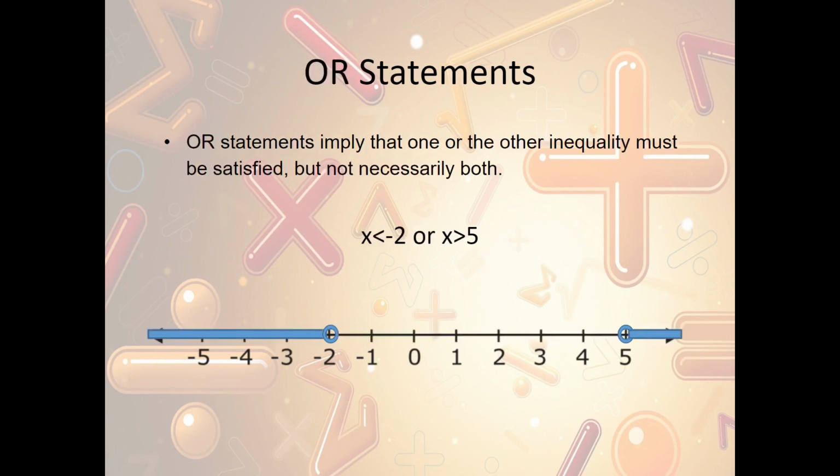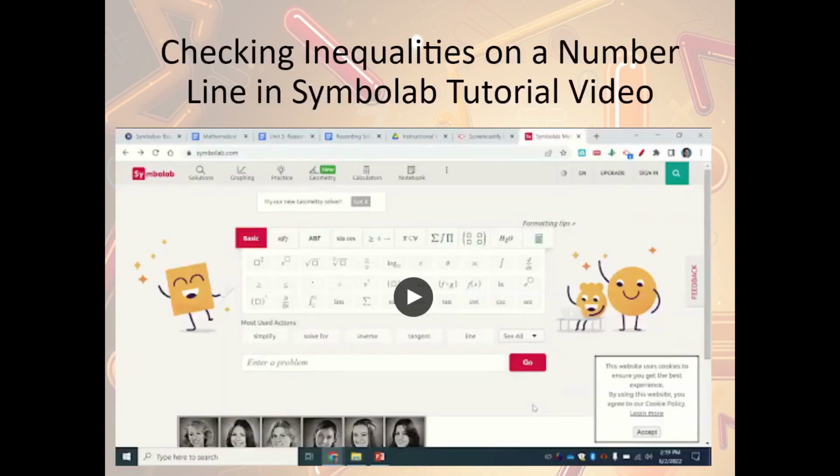Now let's look at or statements. Or statements imply that one or the other inequality must be satisfied, but not necessarily both. So in this case we have x is less than -2 or x is greater than 5. Whenever we have an or statement, they should be going in different directions. So x is less than -2 means it can go this direction from -2, or it can go to the right from 5. So that's an or statement. There's a video here that shows you how to check your work when dealing with inequalities on a number line using Symbol Lab. So go ahead and watch that video.